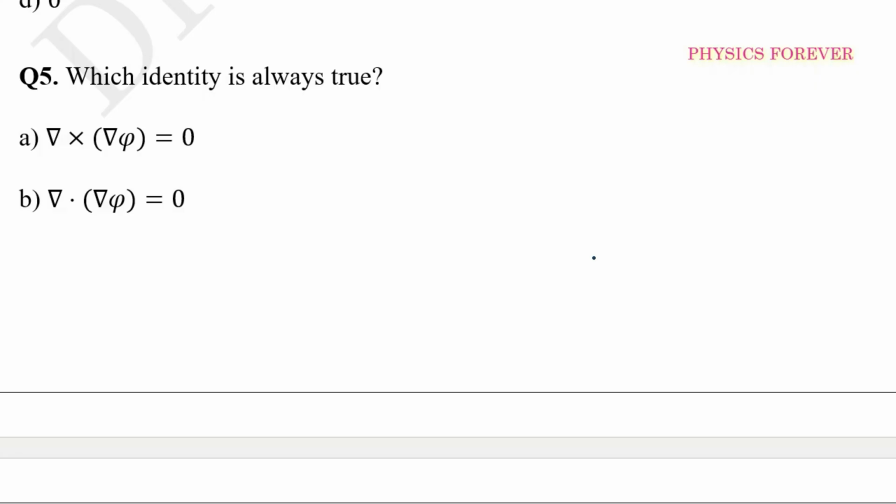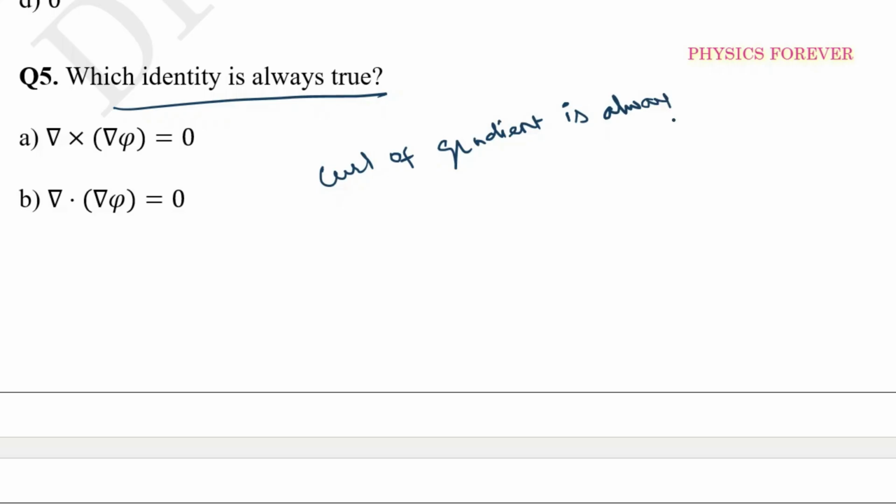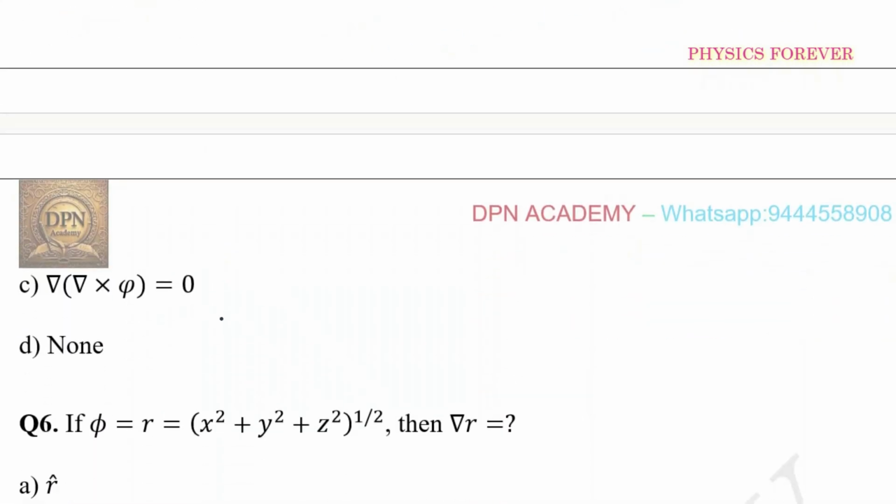So question number 5, which identity is always true? Which identity is always true? That should be curl of gradient is always 0. Among which one is correct? This one is correct. Okay. So option A is correct.